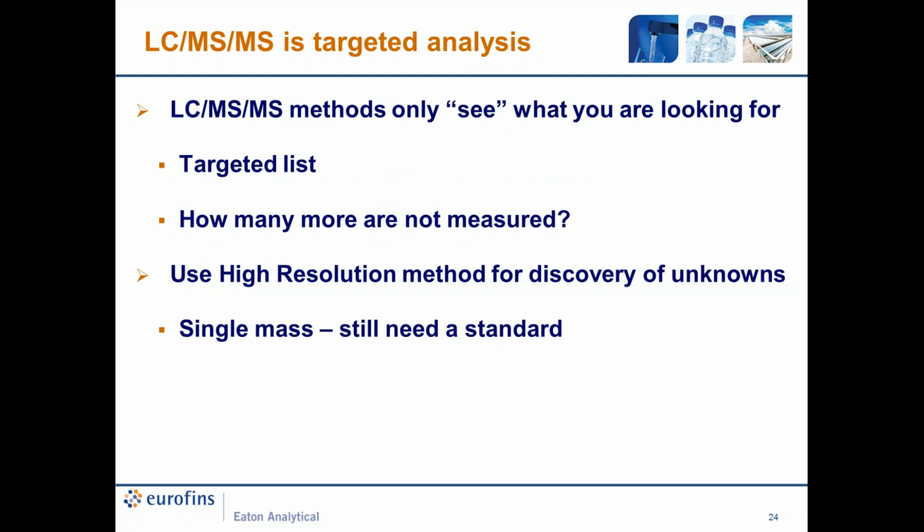Some things to remember. LC-MS only sees what you are looking for. It is not like GC-MS methods where you can scan unknown peaks. High-resolution LC-MS is a way to identify and guess as to what other PFAS compounds may be in a water sample. But high-resolution methods only measure 1 or 2 masses. It's not a spectra like GC-MS. Therefore, you still need a standard to positively identify a compound.